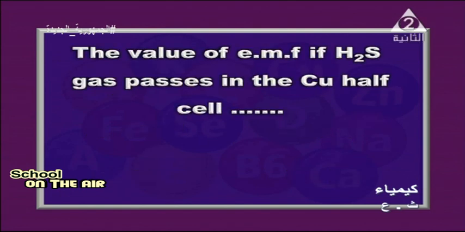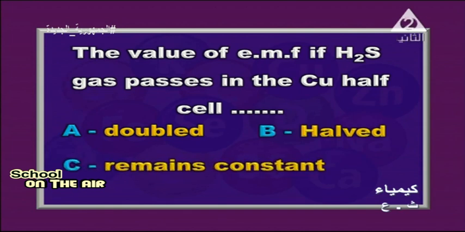The value of EMF if H2S gas passes in the copper half cell: doubled, halved, remains constant, equal 0. We know that the H2S gas will precipitate the copper ions, so no more copper ions will be available, so the EMF equals 0.